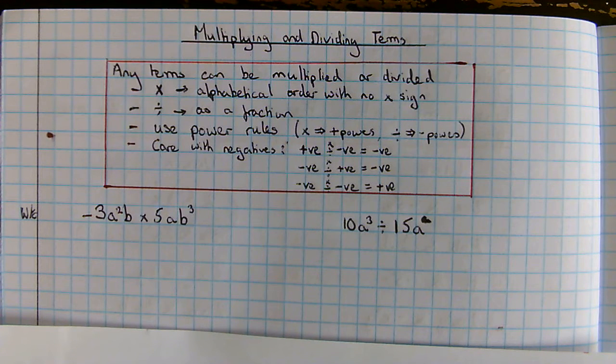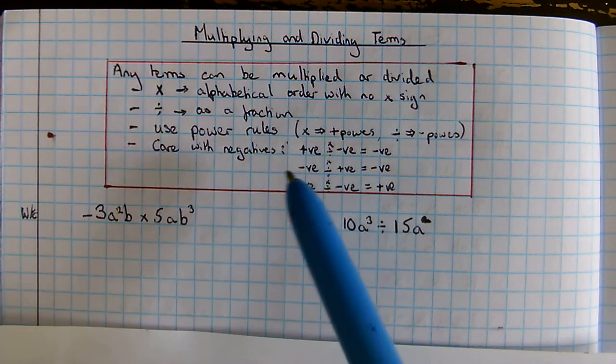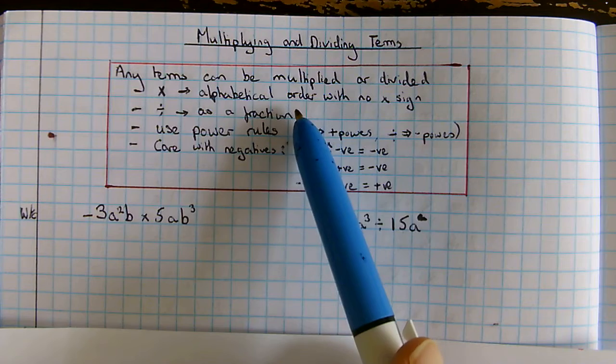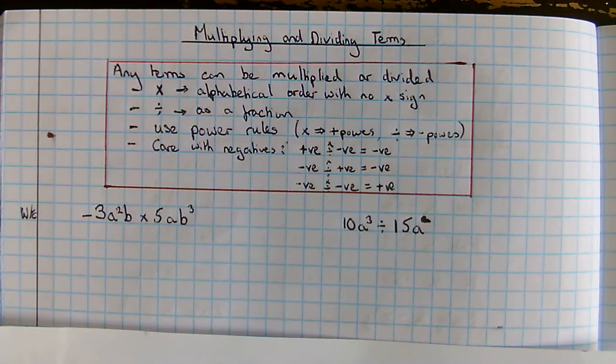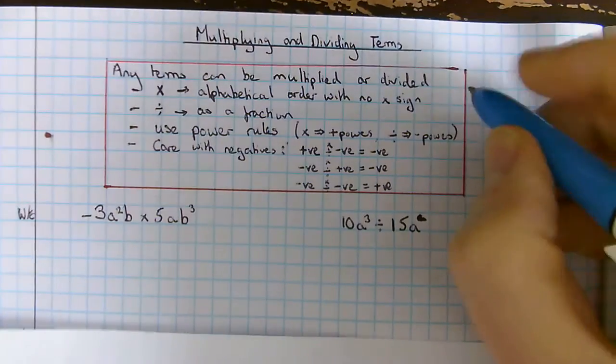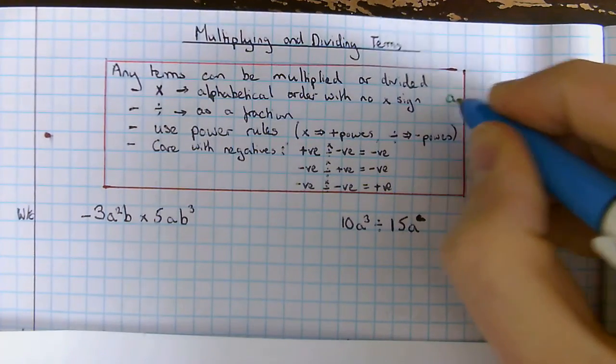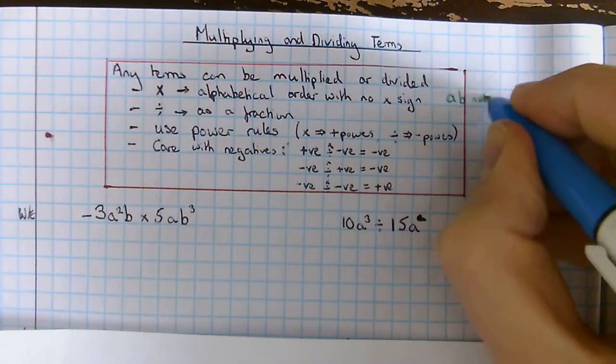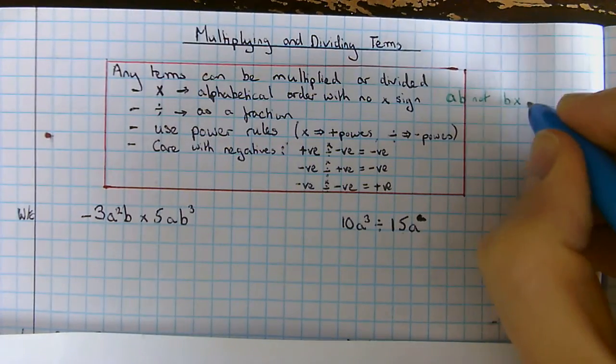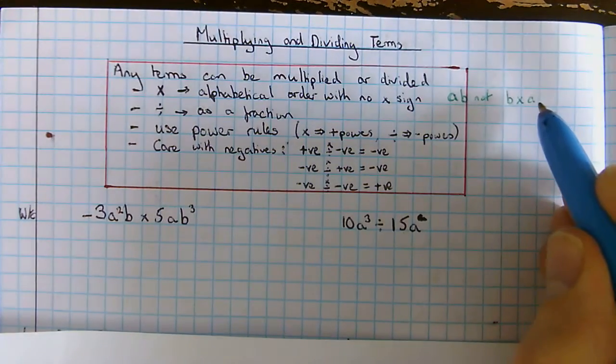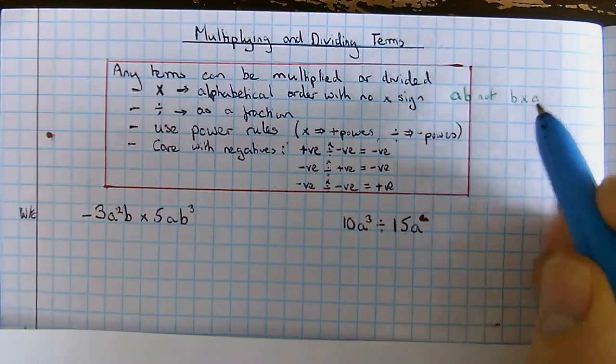And the way we tend to write things algebraically is that if we're multiplying two terms together, we put them in alphabetical order and we don't use a multiplication sign. So, for example, you would write AB, not B times A. So you'd put the A before B and you wouldn't use a multiplication symbol.